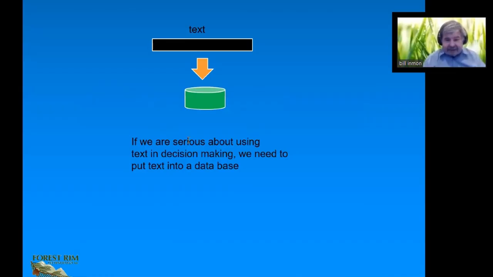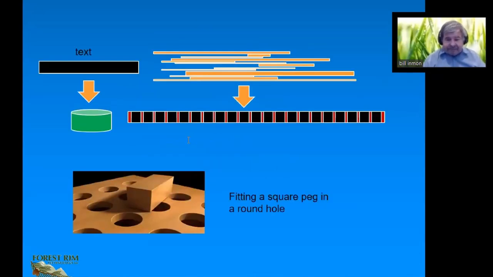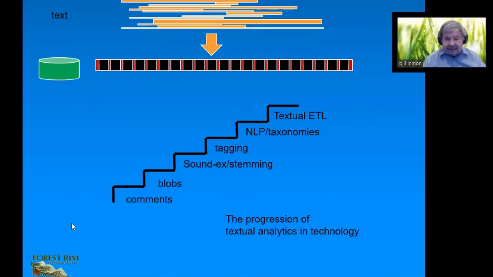If we're serious about using text in decision making, we need to put text into a database. But putting text into a database is like trying to put a square peg into a round hole. For a variety of reasons, it just doesn't work out very well. So let's now take a look at how our industry has tried to use text in databases before.